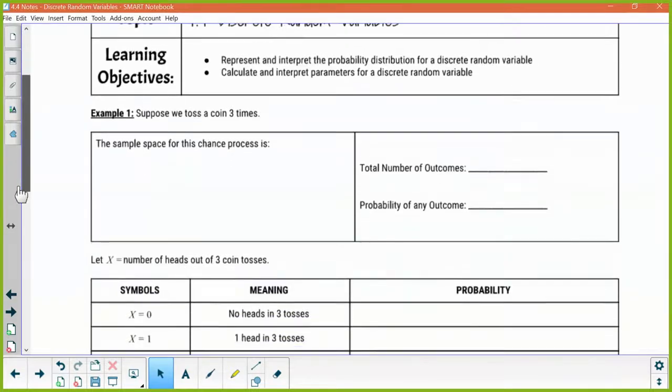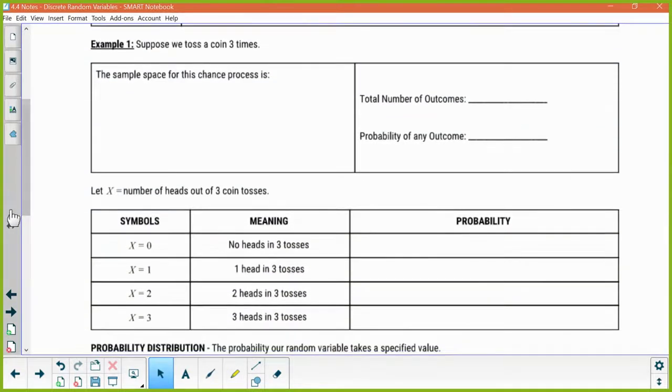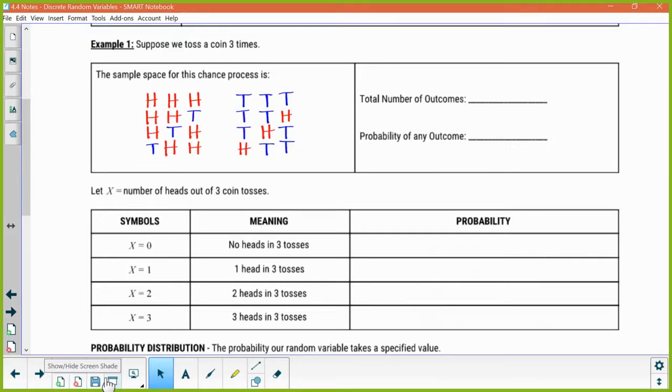So we're going to start with an example. Suppose that we toss a coin 3 times. So the first thing we always kind of want to consider is what is our sample space? What are the possible outcomes for this scenario? So I went ahead and labeled all 8 possible outcomes. The way that I approach this is I generally start with what's the possibility of getting all heads, and then I kind of change one as I go along. I do the same thing with tails, change one as I go along. And then basically you kind of generate all possible combinations. So the total number of outcomes is 8, and the probability of any one outcome is 1 out of 8.